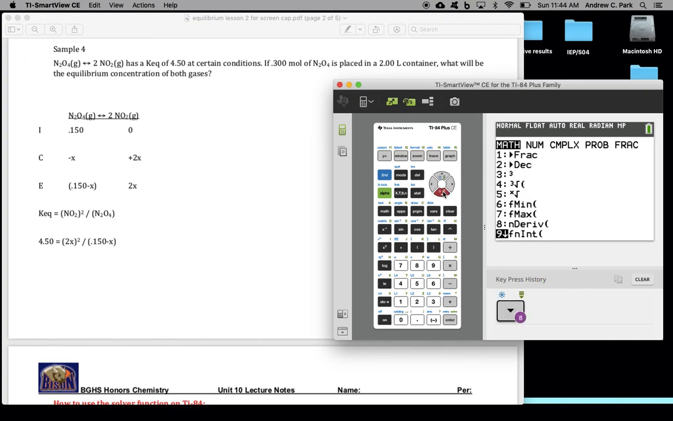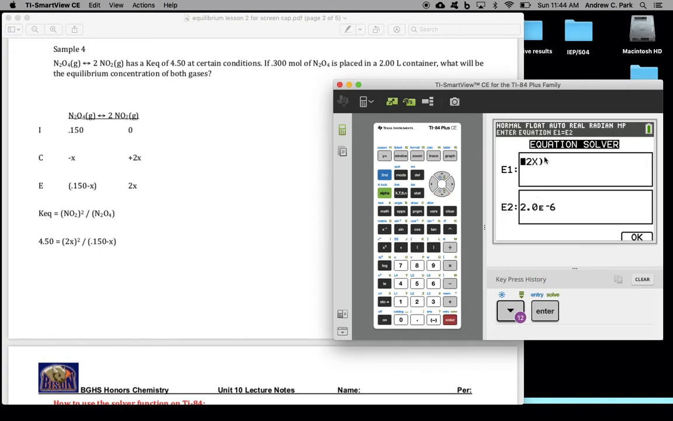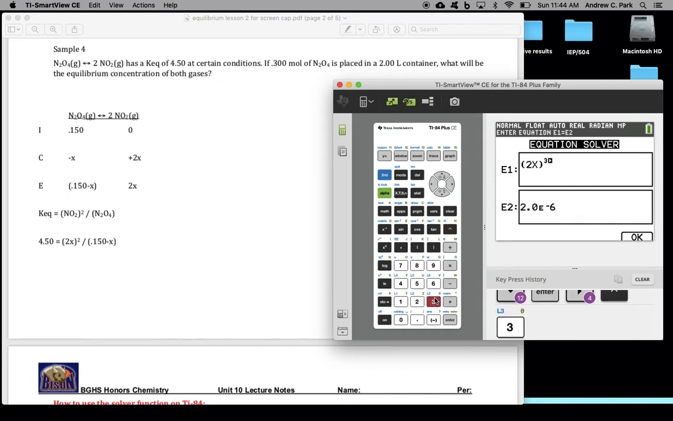I lost my solver. So here, and raise it to, you know, a 3 or 4 or whatever it would need to be, right? Just so you know that if it's not going to be 2, you can enter it in by using the caret key. Well, we need a 2 here. All right, so quantity 2x squared divided by quantity 0.150 minus x, close that quantity, and so hit enter.